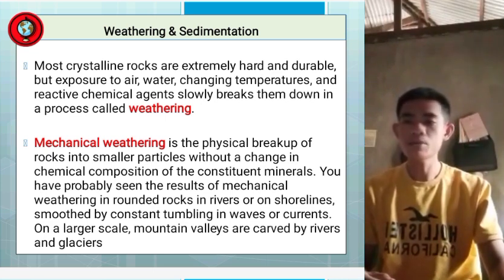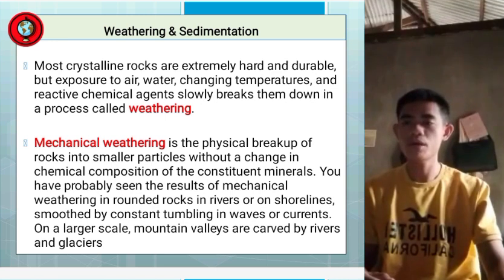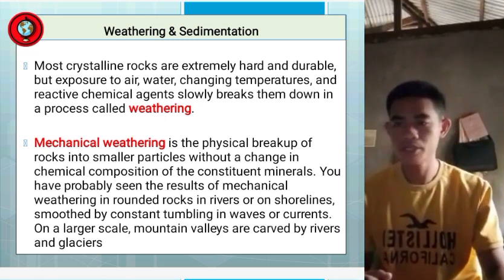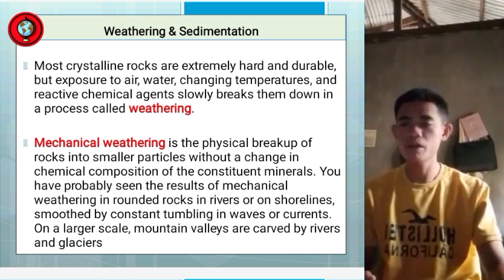So, mechanical weathering is the physical breakup of rocks into smaller particles without a change in the chemical composition of the constituent minerals. You have probably seen the results of mechanical weathering in rounded rocks in rivers or on shorelines, smoothed by constant tumbling in waves or currents. On a large scale, mountain valleys are carved by rivers and glaciers.